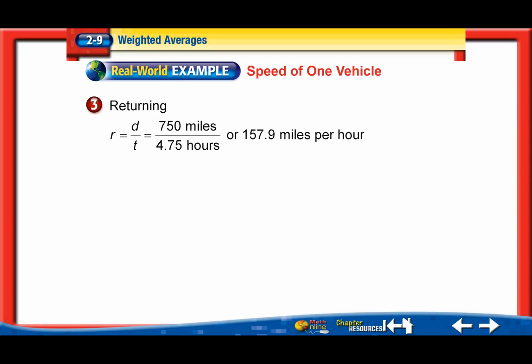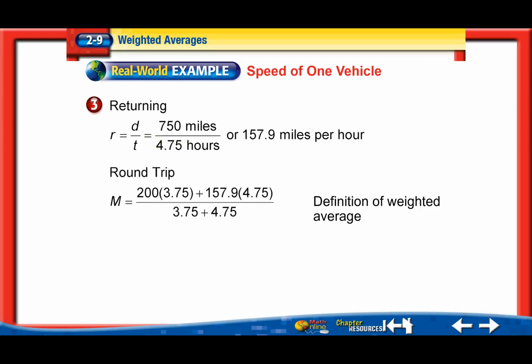Keep going. So on the return, we're going to go 750 miles. It took her 4.75 hours. So to get the average weighted bit here, now the weight is going to be here, and here's the times. Because it's just like our weighted one earlier where we multiplied it by how many they had, how much the weight was.